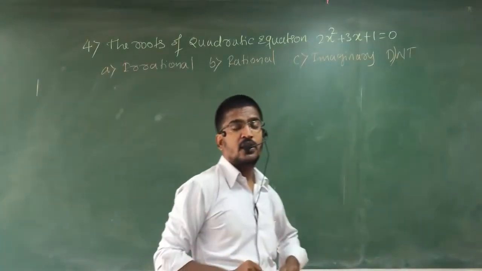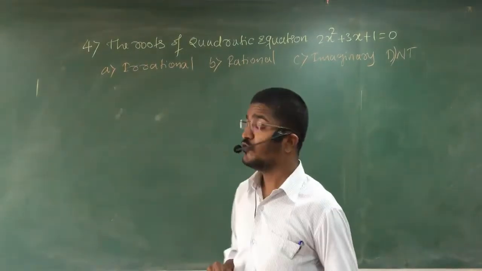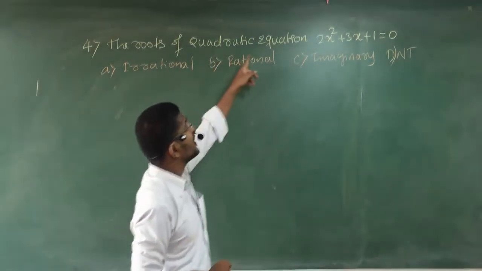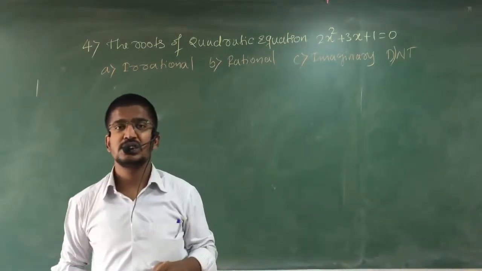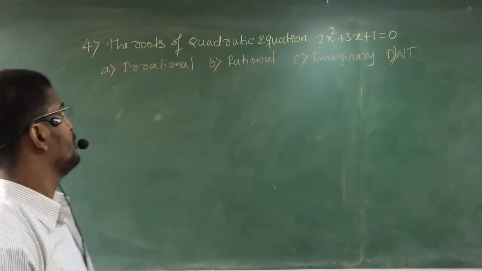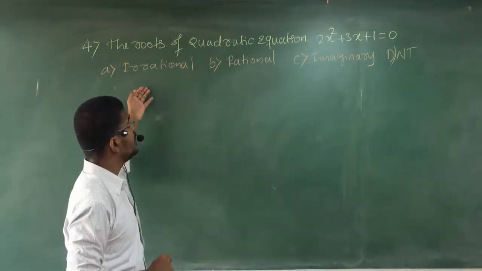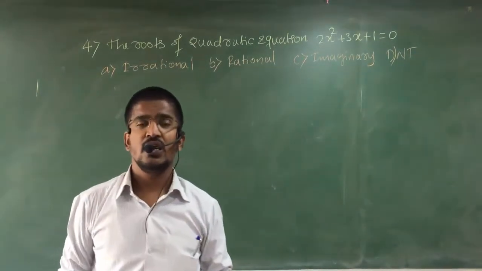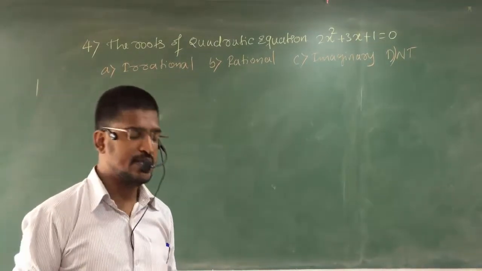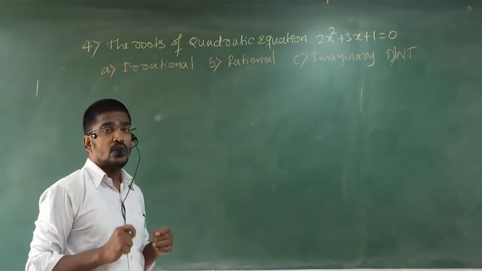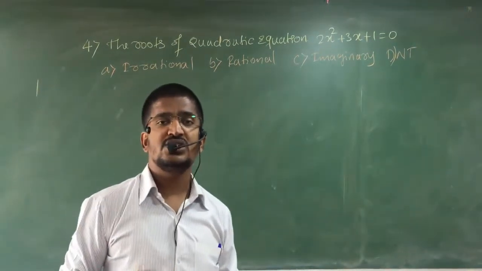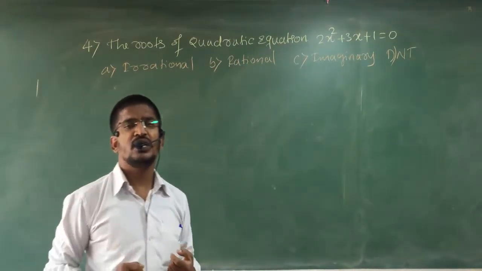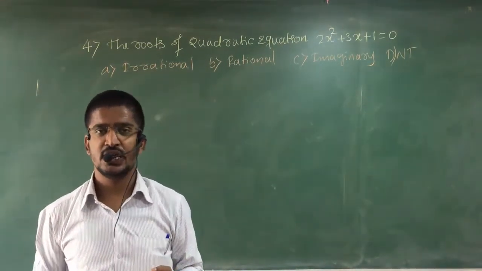Okay, students, now let us move to our fourth problem, that is the roots of quadratic equation 2x square plus 3x plus 1 equal to 0. Option A is irrational, option B is rational, option C is imaginary, and option D is none of these. That means you have to be perfect with the nature of roots. What is the nature of roots? Whenever discriminant is greater than 0, real and distinct roots.